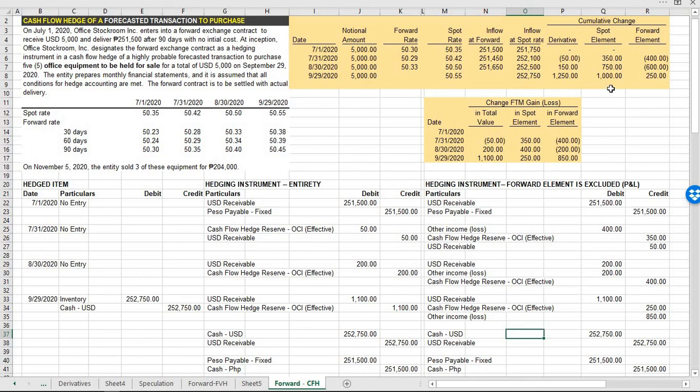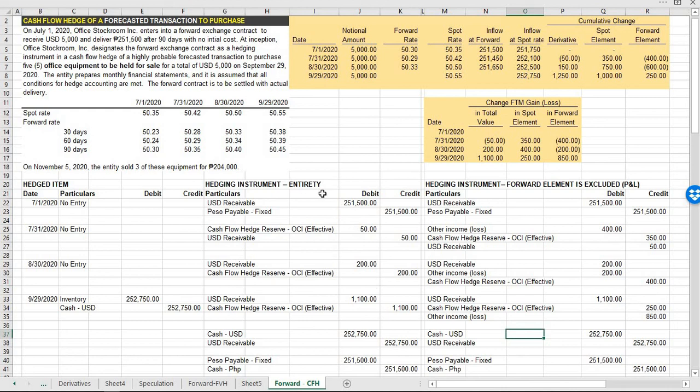At magkano ang cumulative balance? That will be 1,000 pesos. So, ito yun, yung cumulative change in the spot element, 1,000 pesos. So, this is the cumulative balance of our cash flow hedge reserve in OCI. So, kung di ka sure, computein mo. 350 tapos 400 tapos 250. That is 1,000 pesos.